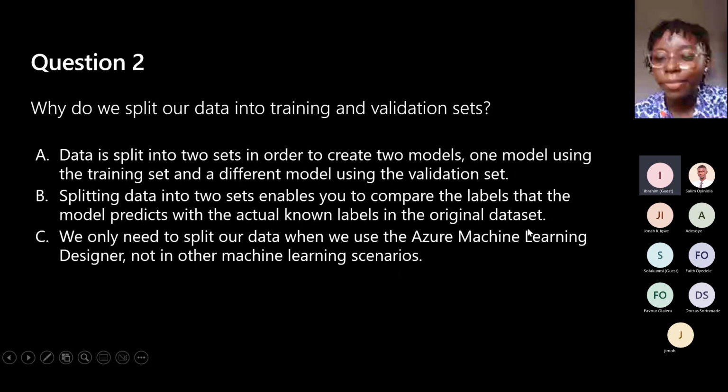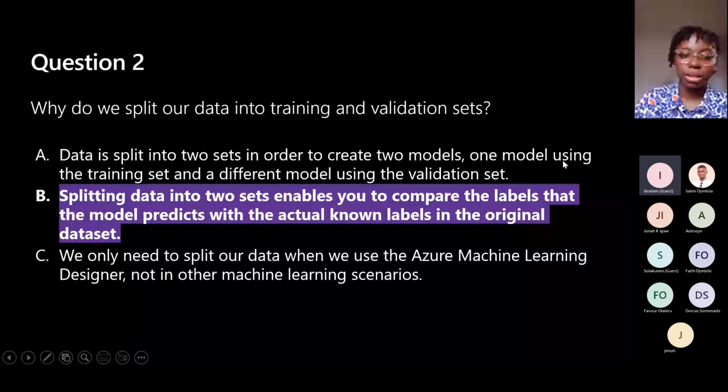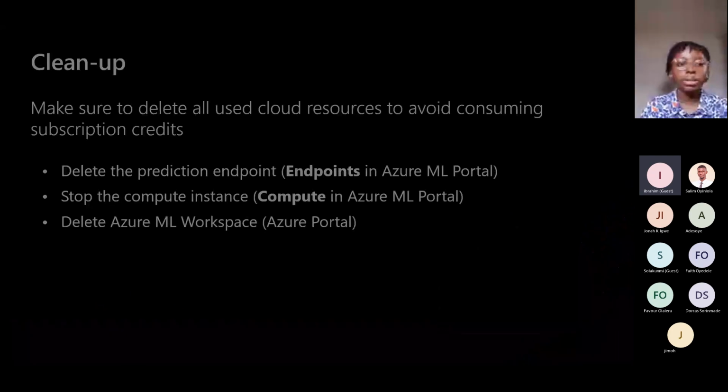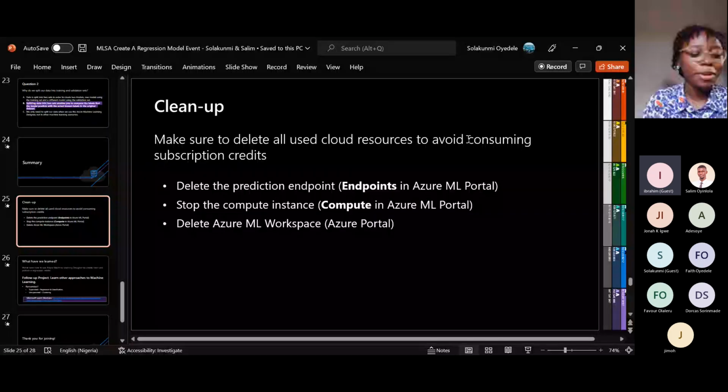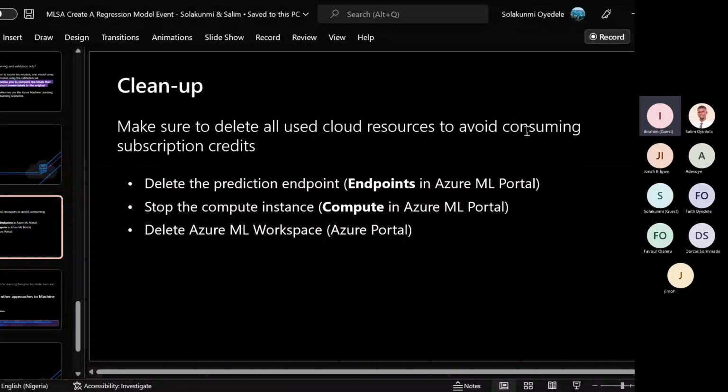All right, so let's just round up the presentation. Yes, it's the correct answer. So what are we going to do now? Let's clean up. In order for us to avoid wasting our credits, remember it was just $0.20, that's about 20 cents per hour. We spent about 2 hours or so, so we spent about 40 cents or something. So let us go ahead and clean up.